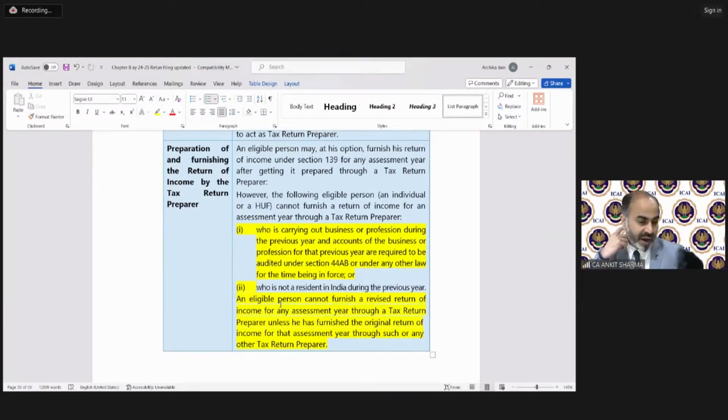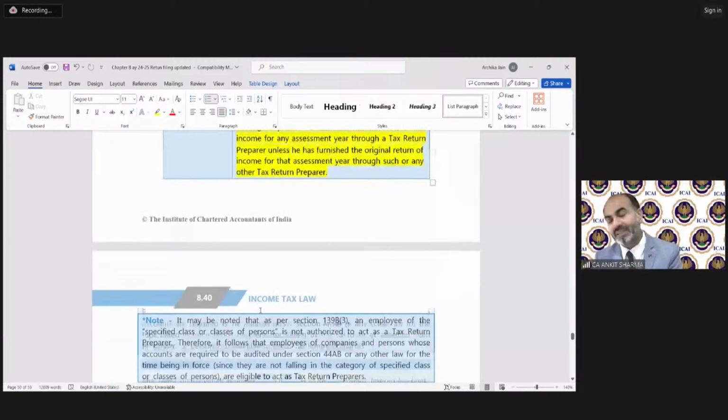So if a CA filed an original return of an assessee, and that assessee wants to update his return through some TRP, that is not allowed. A TRP can update or revise a return only of those assessees for whom the original return has also been filed by a TRP. So if anyone other than a TRP has filed a return of an assessee, that TRP cannot revise that return or file the updated return of that assessee.